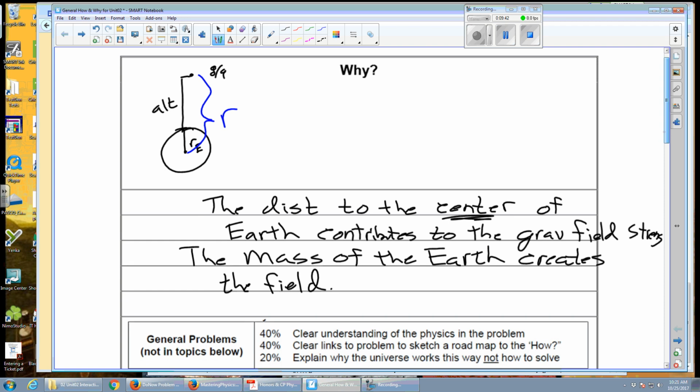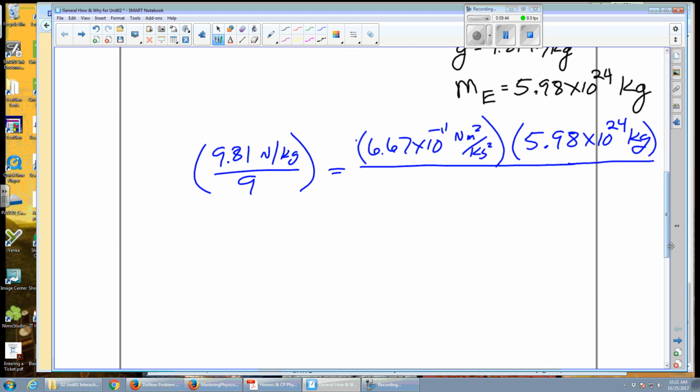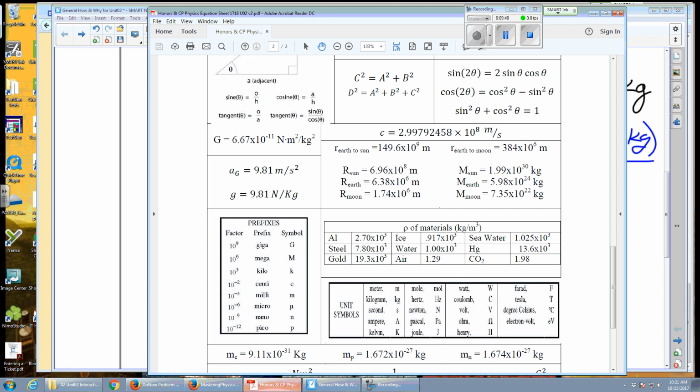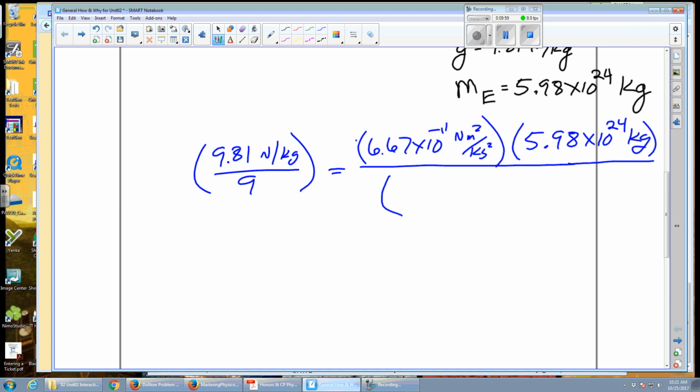Radius of the Earth, 6.38 times 10 to the 6 meters. Oh, good, it's even in meters, because that's what I wanted, right? There we go. So altitude, which is what I'm looking for, plus 6.38 times 10 to the 6 meters.